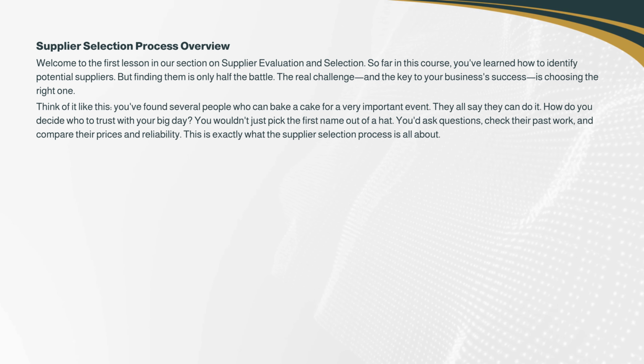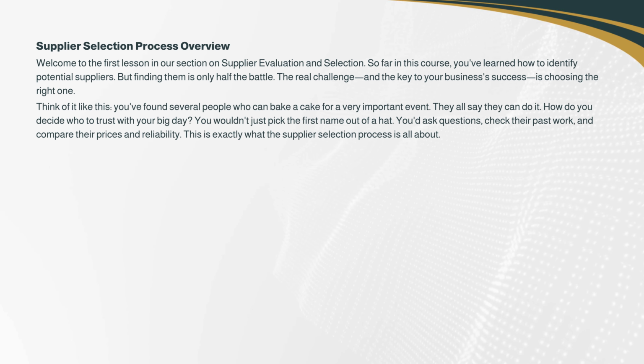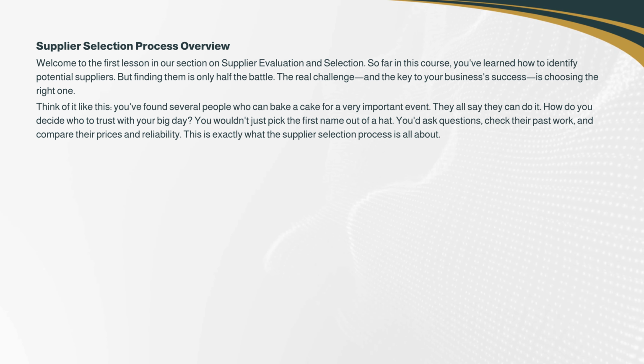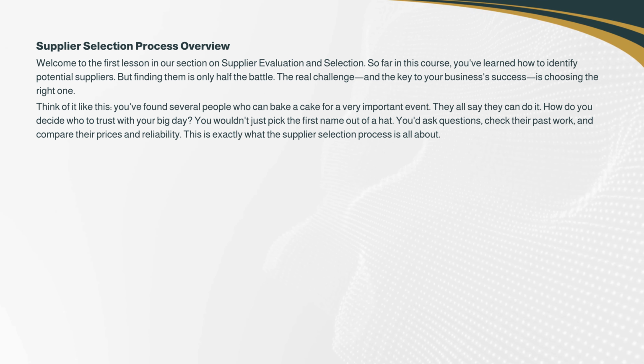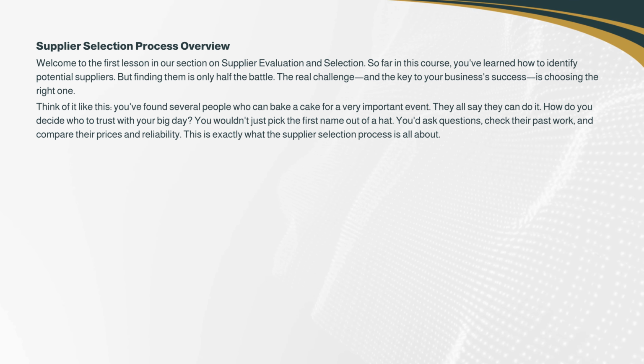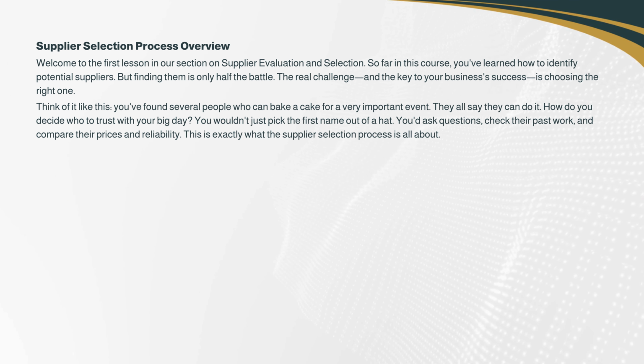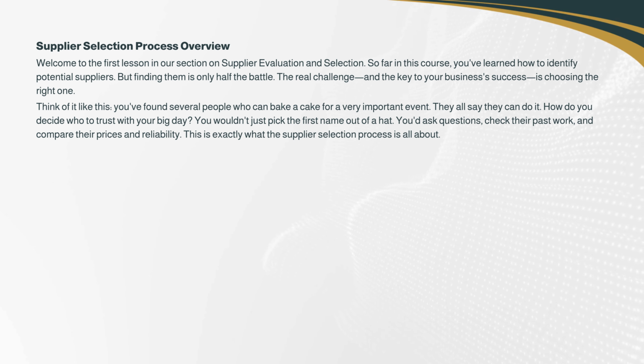Think of it like this: you've found several people who can bake a cake for a very important event. They all say they can do it. How do you decide who to trust with your big day? You wouldn't just pick the first name out of a hat. You'd ask questions, check their past work, and compare their prices and reliability. This is exactly what the supplier selection process is all about.